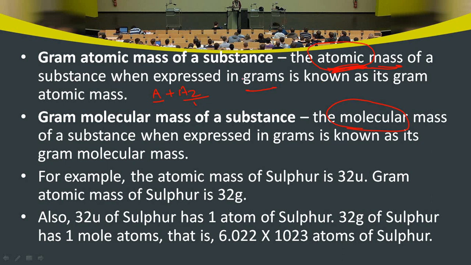If atomic mass of any substance is expressed in gram, it is called gram atomic mass. So there are two things, molecular mass and atomic mass. So you have to be very clear what is atomic mass, what is molecular mass. If you know atomic mass, you can write gram atomic mass. Both you can express in terms of gram only. For example, the atomic mass of sulfur is 32 units and gram atomic mass of sulfur is 32 grams. So this 32 is atomic mass, and if you express it in gram, it is called gram atomic mass of sulfur.